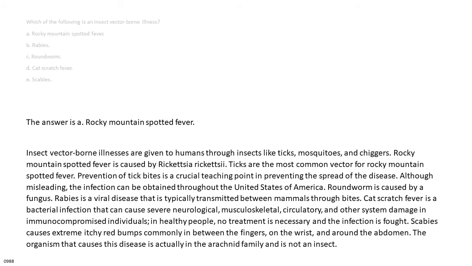Roundworm is caused by a fungus. Rabies is a viral disease that is typically transmitted between mammals through bites. Cat scratch fever is a bacterial infection that can cause severe neurological, musculoskeletal, circulatory, and other system damage in immunocompromised individuals. In healthy people, no treatment is necessary and the infection is fought. Scabies causes extremely itchy red bumps commonly in between the fingers, on the wrist, and around the abdomen. The organism that causes this disease is actually in the arachnid family and is not an insect.